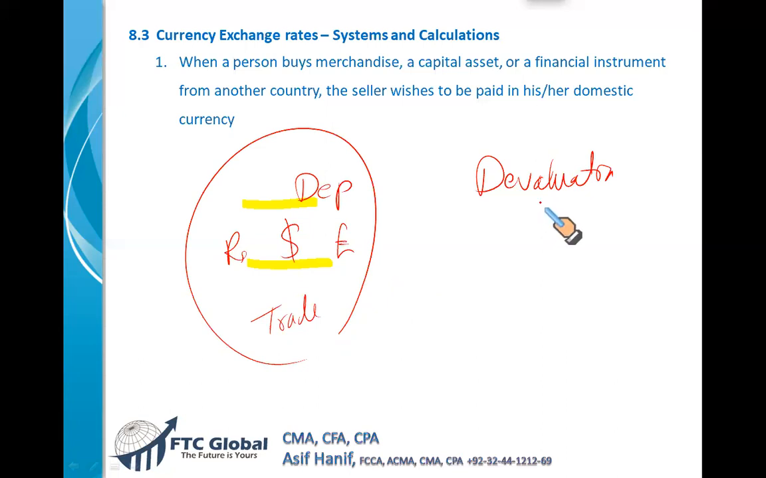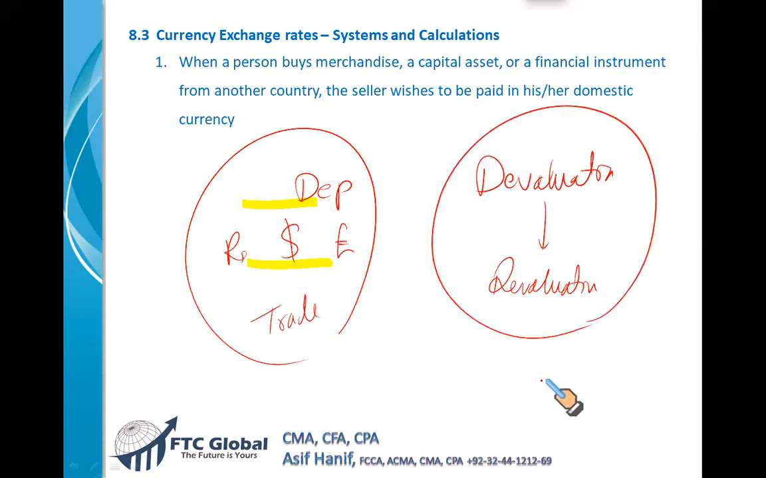But when you call it devaluation or revaluation, this is done by the central bank, like the State Bank of Pakistan, or in India, the Reserve Bank of India. These are the central authorities that determine what the value of the dollar should be in Pakistan or in India.